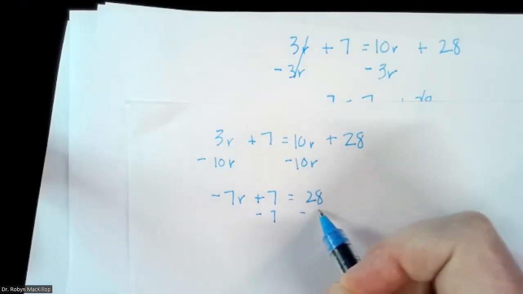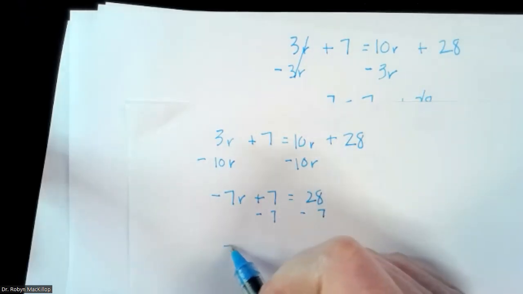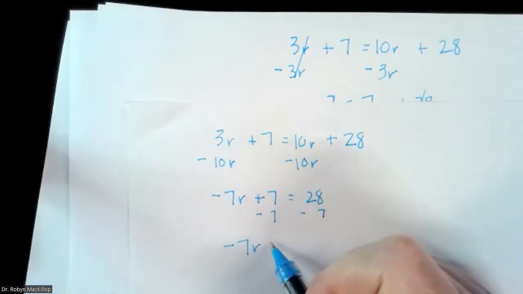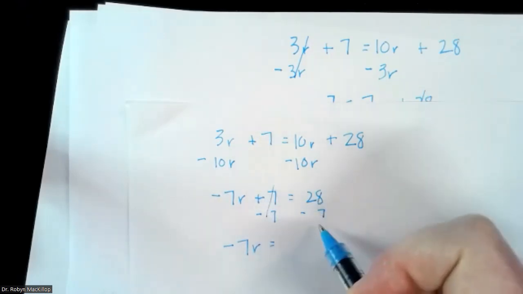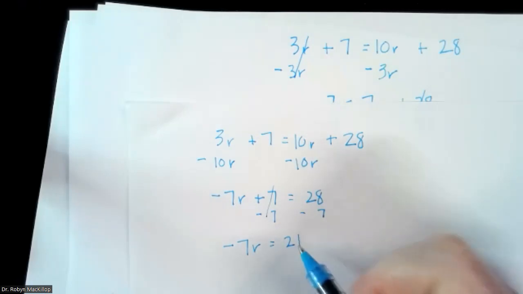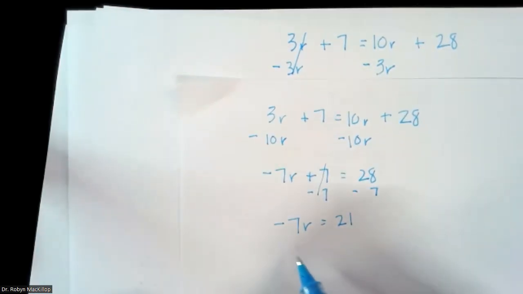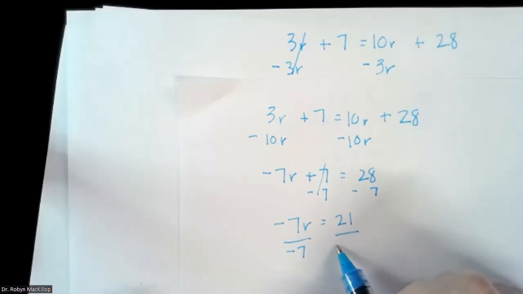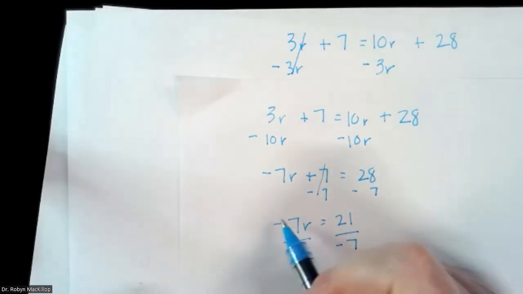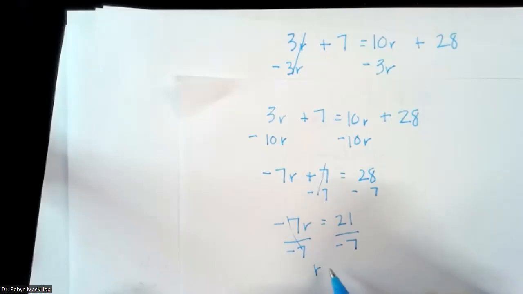We're going to take it away from both sides. We've got -7r. These guys are gone. 28 minus 7 is 21. And I'll put these side by side in a second. And then we're back to a much more familiar problem. Divide out -7r by -7, 21 by -7. These are gone, leaves you r equals 21 divided by -7, which is -3.